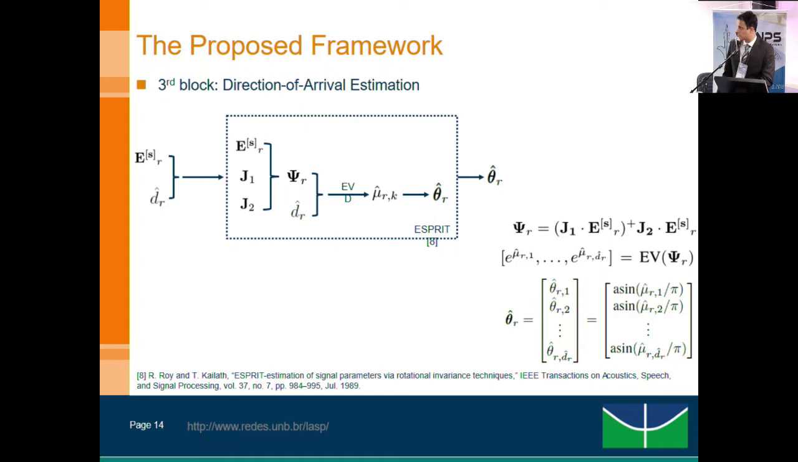The third block corresponds to the direction of arrival estimation, where given the model order and given the signal subspace of the eigenvector matrix provided by the previous step, we apply these parameters on the SPRI technique, which is a state-of-the-art DOA estimation technique, and the output is the DOA vector.